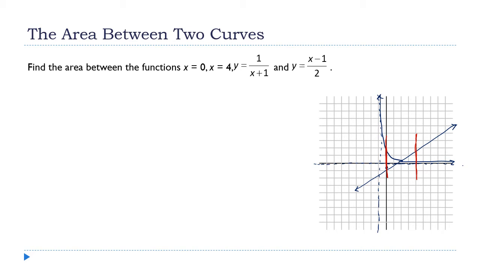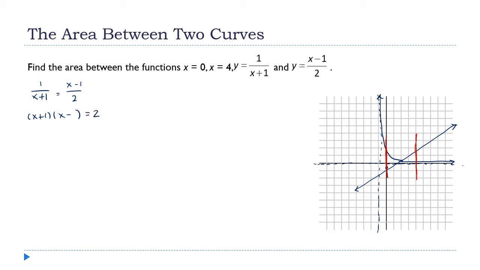Okay, so the first thing I need to know is where do these lines cross? So I'm going to set the two functions equal to each other. 1 over x plus 1 equals x minus 1 over 2. And then let's see, we'll cross multiply. x plus 1 times x minus 2.